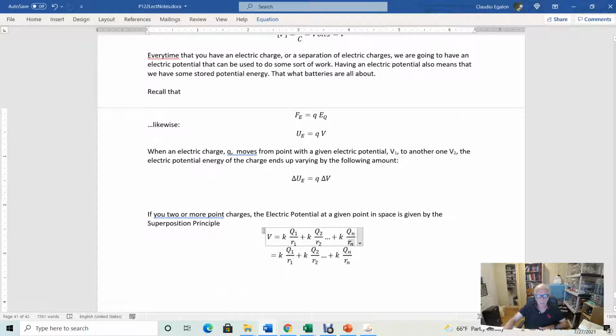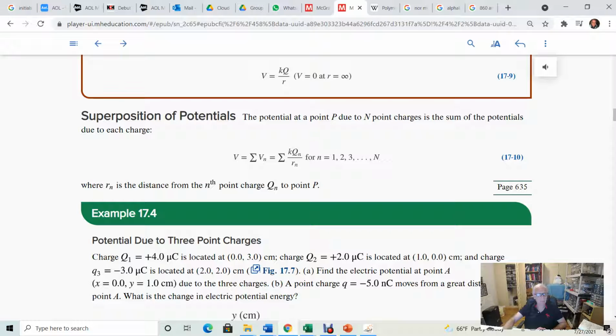I'm going to put it like here. And instead of small q, we're going to have big Q. And the distance here I'm going to represent by R sub i. And it's going to be from charge number 1 to charge number n, depending on the number of point charges. That's what we have here in the book.